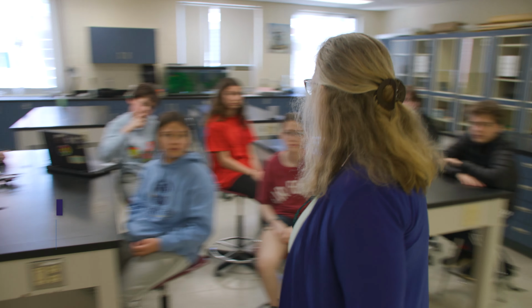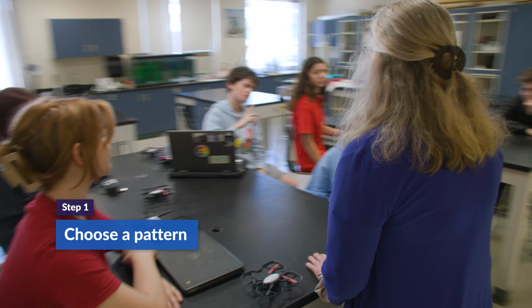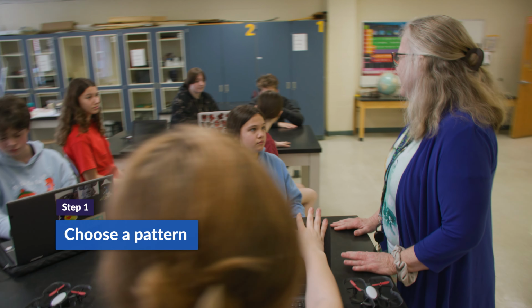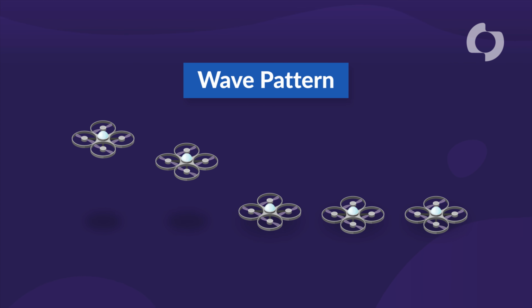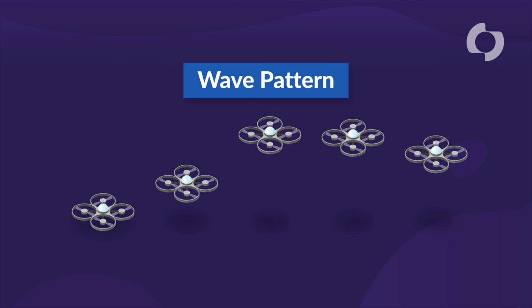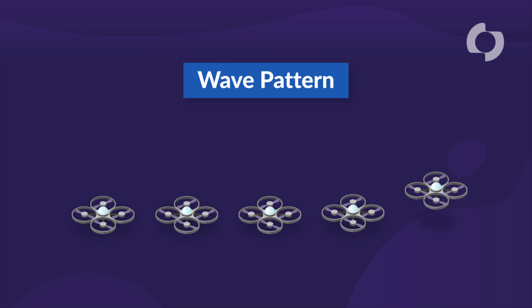To get started, ask students to imagine a flight pattern that several drones might do together. Help them come up with something that would be interesting to code, but simple enough to accomplish during the class. For this video, we've chosen an example of creating a wave pattern, but feel free to come up with your own ideas and let students experiment.